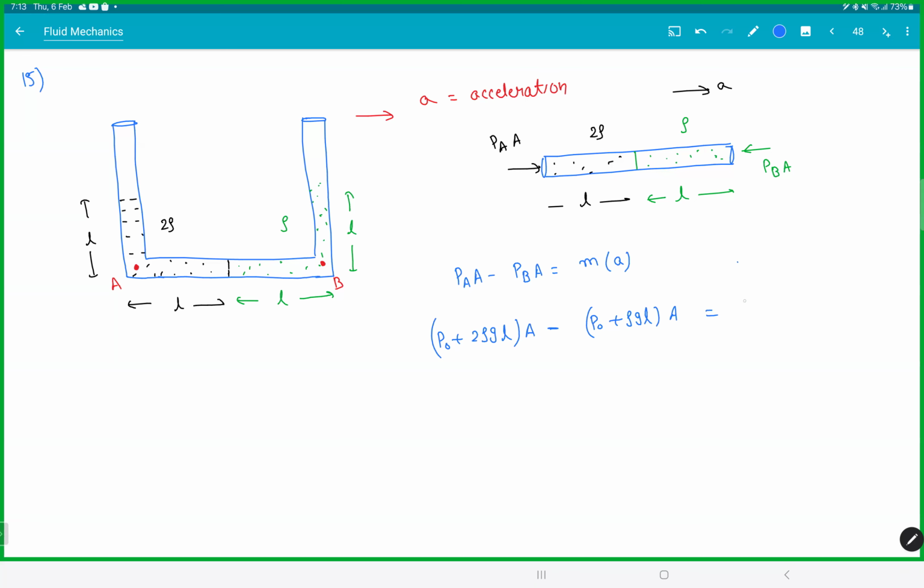What is mass? There are two liquids here. So 2 rho area length L plus rho area length L into acceleration. P naught will cancel. This is rho GL, area will cancel, 3 rho L is equal to a, so a is G by 3. There, all we did was draw an FBD. That's what I was saying. There's nothing there other than free body diagrams. Clear?